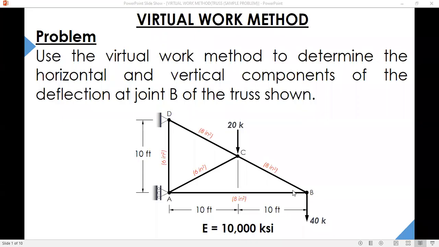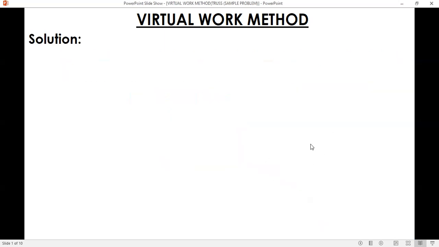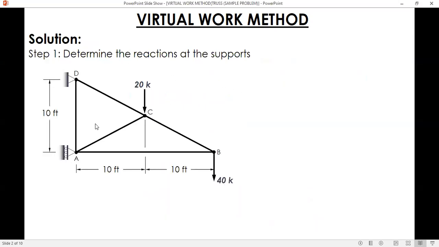In this video, I'm going to solve a sample problem about virtual work method applied in determinate truss. Here's the problem. Use the virtual work method to determine the horizontal and vertical components of the deflection at joint B of the truss shown. So first is solve for the reactions. So determine the reactions at the supports.